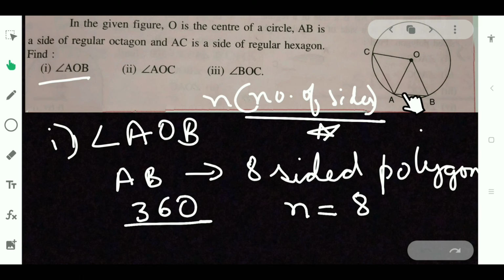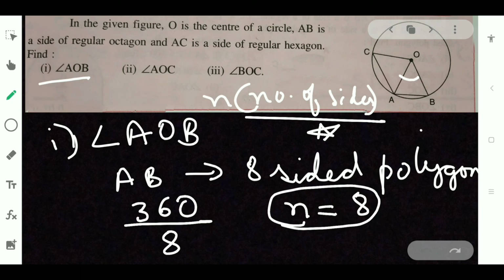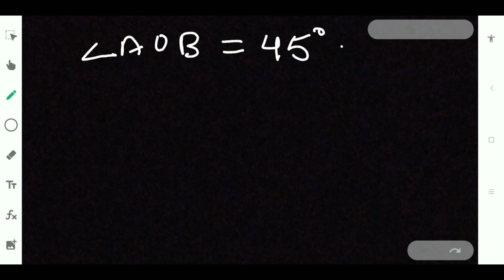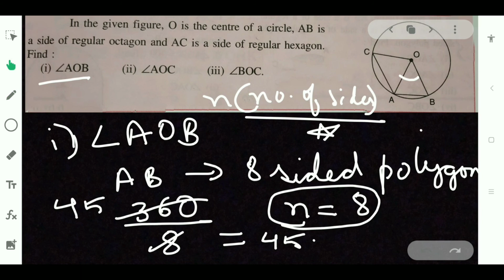This is the side of a regular octagon. So when it is subtending angles, angle AOB will be equal to 360 divided by n, where n is equal to 8. So 360 divided by 8. 8 fives are 40, 8 fours are 32, so 45. Angle AOB is equal to 45 degrees. So this is 45.